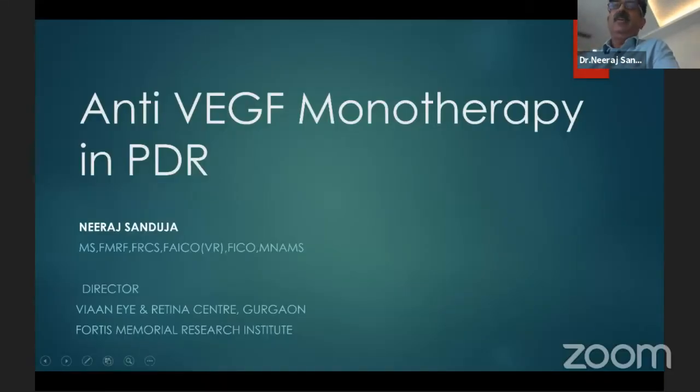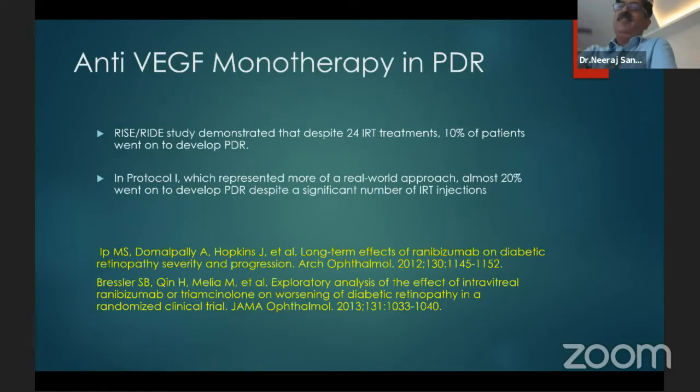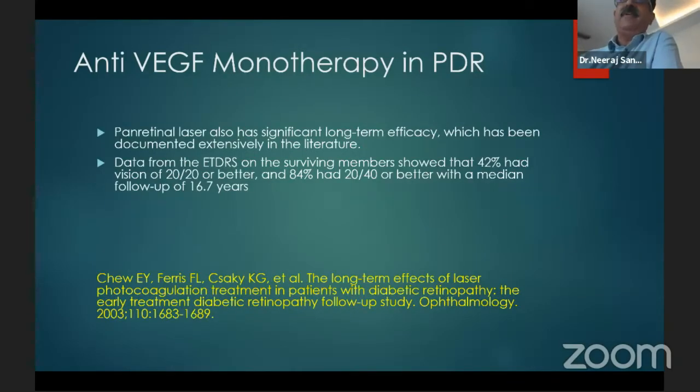Yes. So this is anti-VEGF monotherapy in PDR. As Dr. Vinod said, PDR progression can be stopped by doing anti-VEGF. Earlier studies, the RISE and RIDE study, showed that despite giving 24 injections, 10% of the patients went on to develop PDR. In Protocol also, almost 20% of patients went on to develop PDR despite repeated intravitreal injections of anti-VEGF.